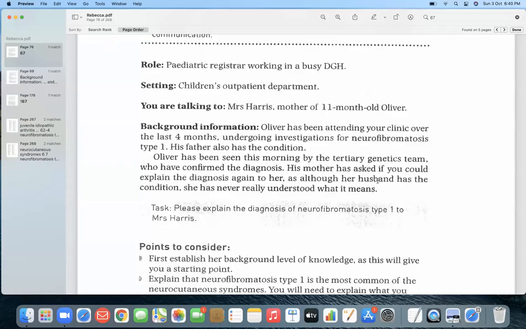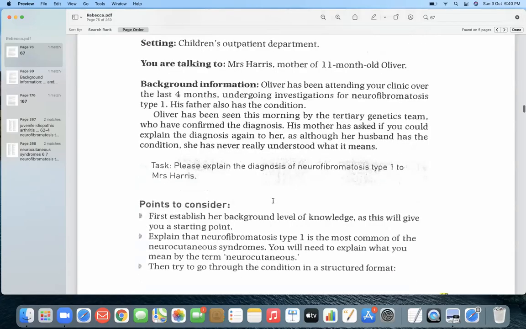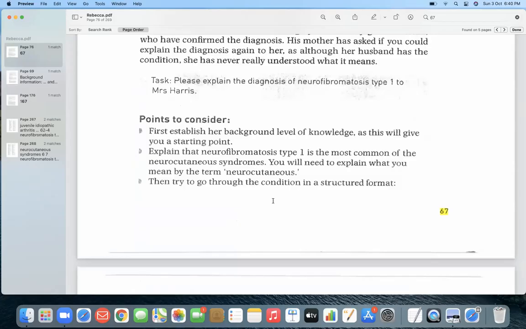His mother has asked if you could explain the diagnosis again to her, as although her husband has the condition, she has never really understood what it means. Okay, so please explain the diagnosis of neurofibromatosis type 1 to Mrs. Harris. Points to consider. First, establish her background level of knowledge, as this will be your starting point.